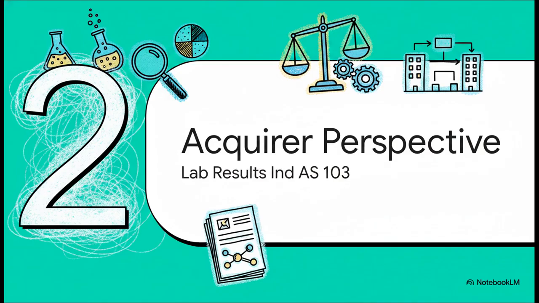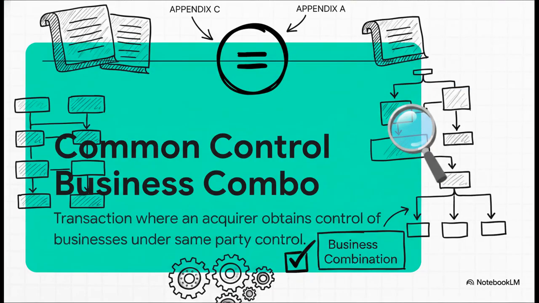Let's check the lab results from Ind AS 103. When we dig into Appendix C and Appendix A of Ind AS 103, a common control business combination basically means a transaction involving entities ultimately controlled by the same party, where an acquirer obtains control of one or more businesses. To even trigger the standard, meeting the definition of a business combination is absolutely non-negotiable.